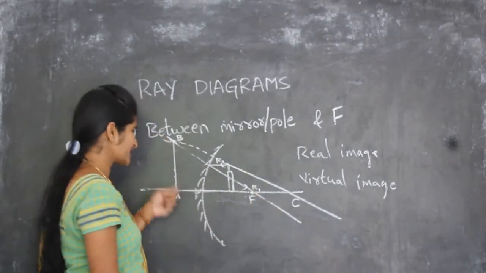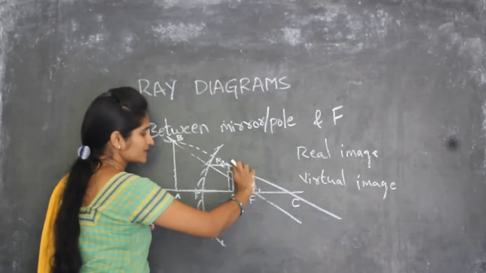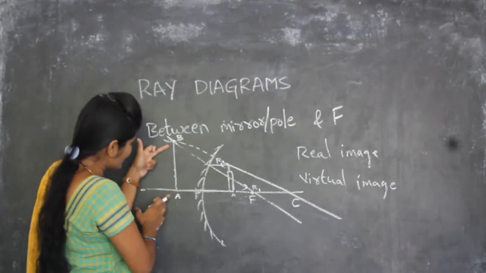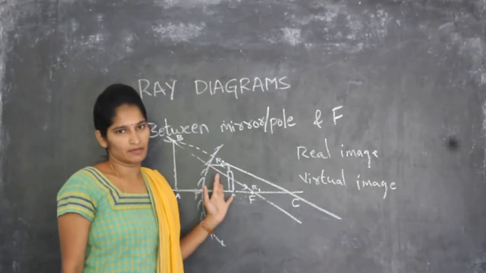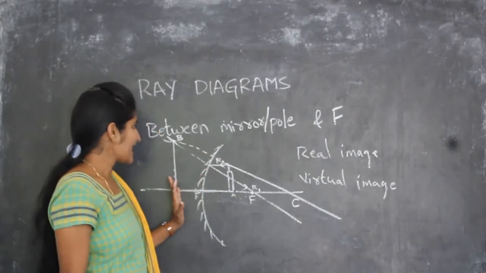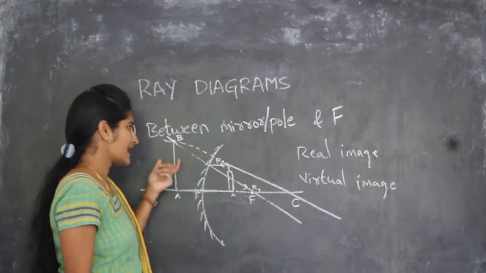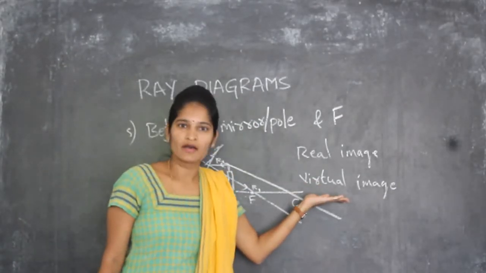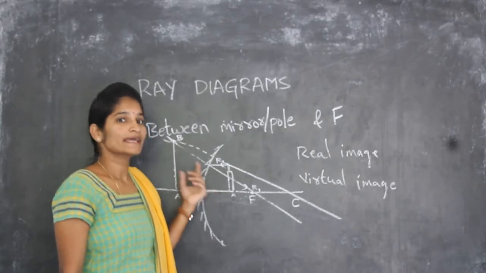Also you can see that this is AB. That means the object is like AB and your image is also like AB. That means you have got an erect image. So what are the characteristics when it is placed between the mirror and F? The characteristics are that it is a virtual image, an enlarged image as well as an erect image.